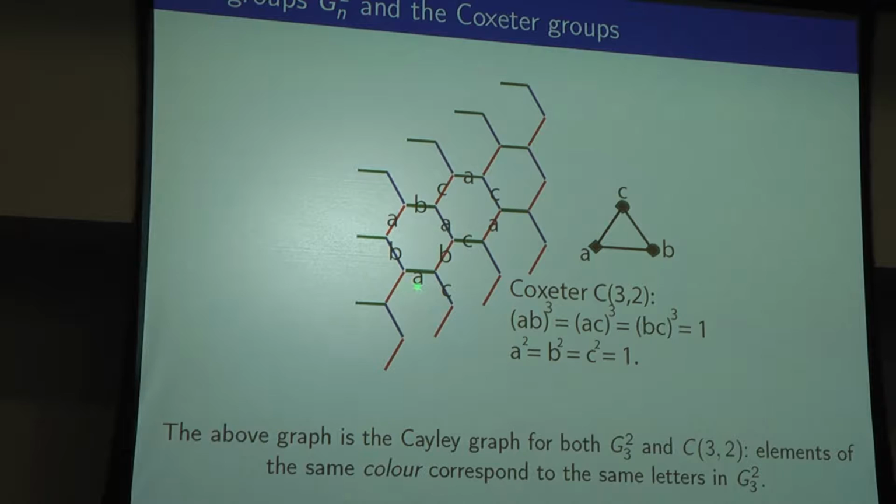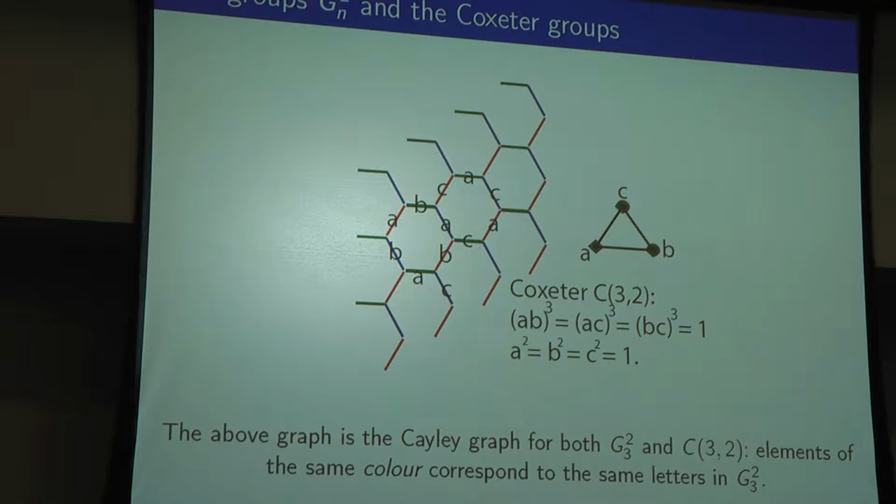instead of A, B, and C, I suggest to use colors for new generators, like A12 to be green, A13 to be red, and A23 to be blue. And now we see that this is the same graph, but the relations are different. Here we have something cubed equals 1, and here we would have only one relation, actually, not ABC squared, but A12, A13, A23 squared equals 1. And so we see that the word problem for both groups is the same.